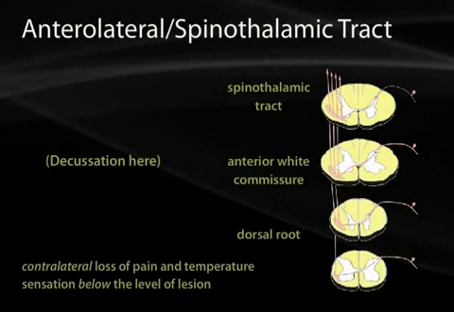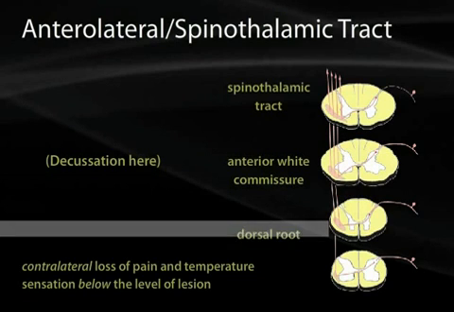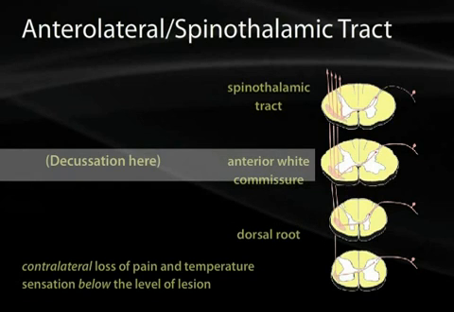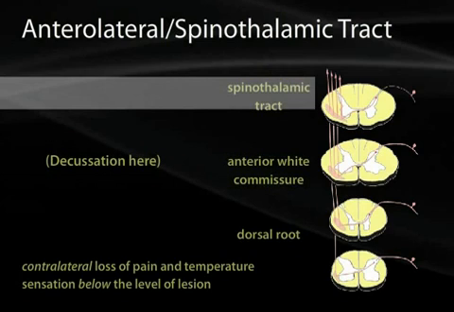So let's see it here. The information from pain and temperature enters into the cord via the dorsal root and synapses in the dorsal horn, crosses to the other side, and ascends in the spinothalamic tract.